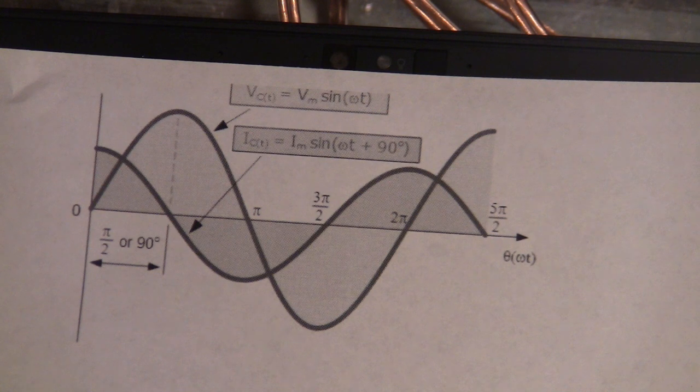This is the waveform to describe the voltage of the capacitor and the current in the RC circuit relationship.